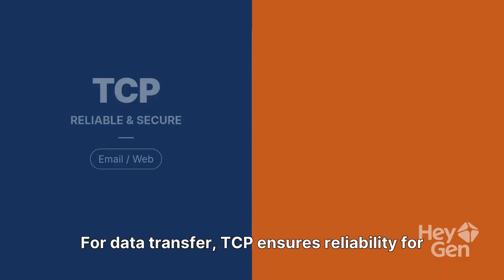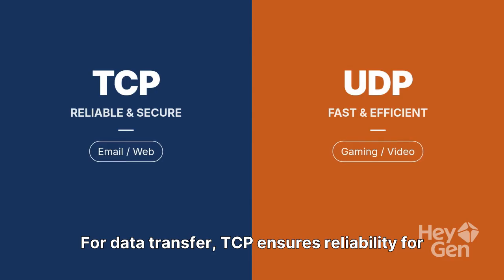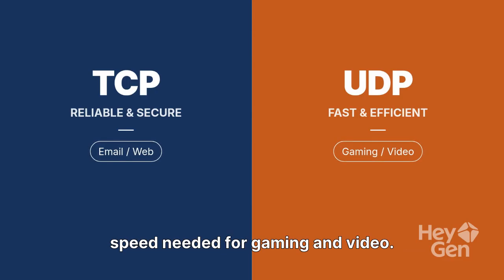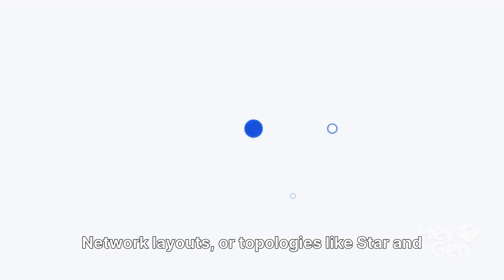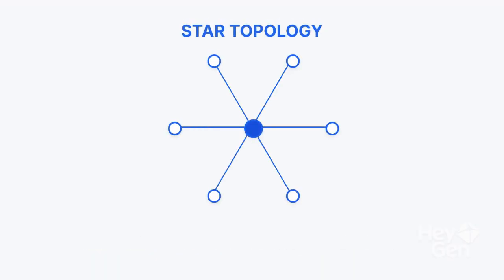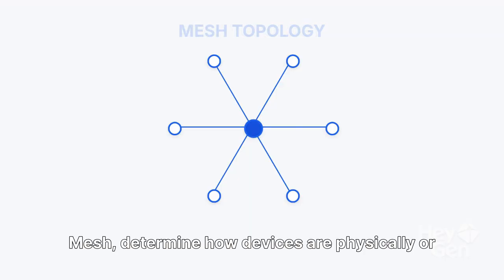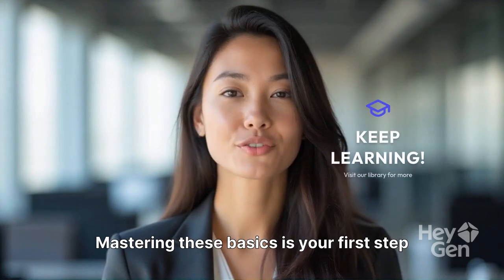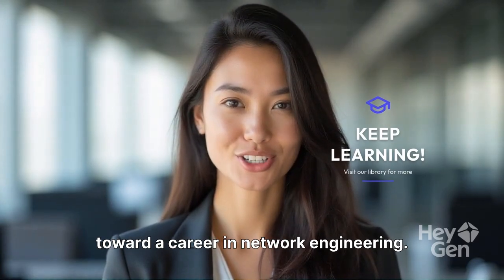For data transfer, TCP ensures reliability for emails and web, while UDP offers the speed needed for gaming and video. Network layouts or topologies like star and mesh determine how devices are physically or logically organized. Mastering these basics is your first step toward a career in network engineering.